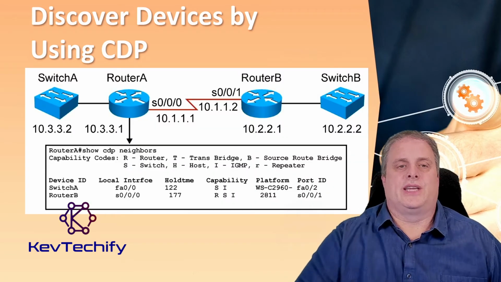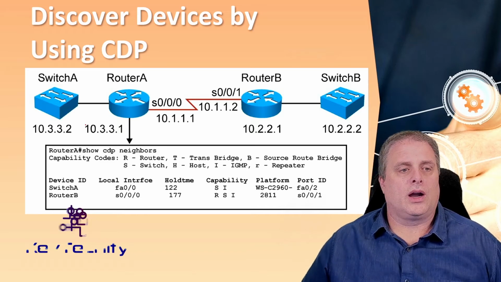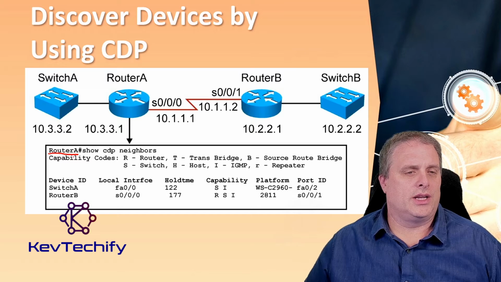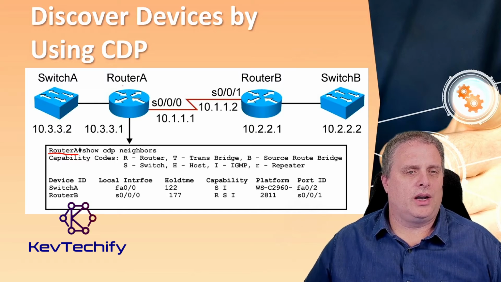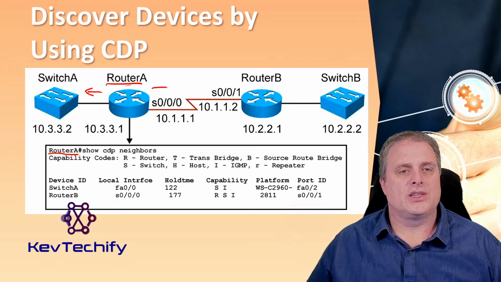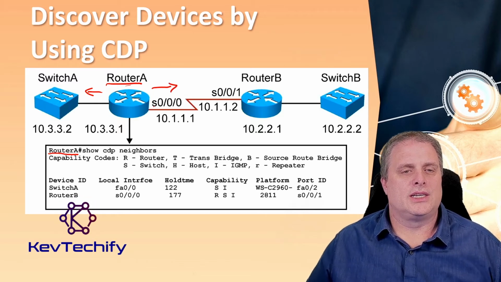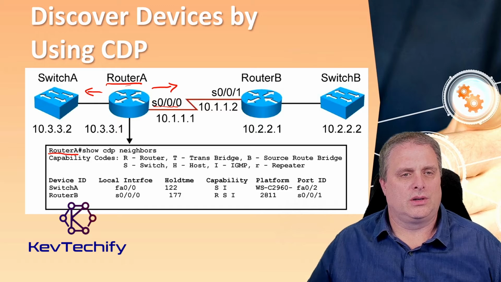Here's another example. Here we are on router A. We can see that we're on router A here from our CLI. This is router A right here. Router A is connected to switch A. Router A is also connected to switch B. When we look here, serial 0/0/0 on router A is connected to serial 0/0/1 on router B.